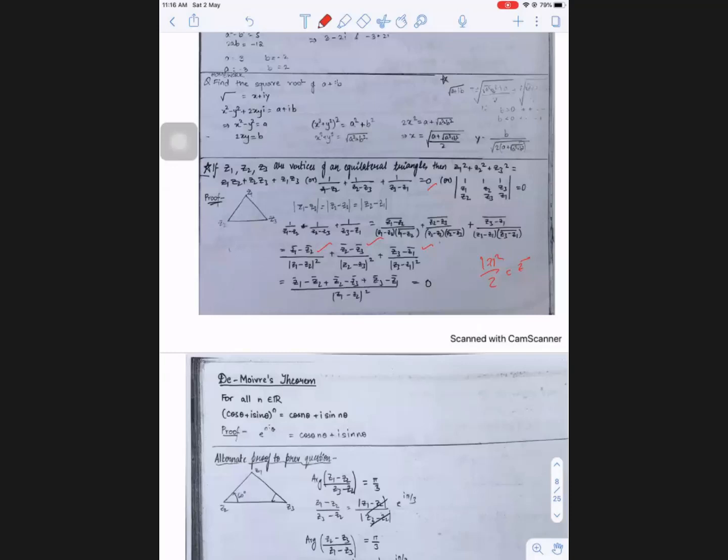Next, what is the area of a triangle formula in complex numbers? If Z1, Z2, Z3 are the vertices, for example, if these are the vertices, what is the area of the triangle?